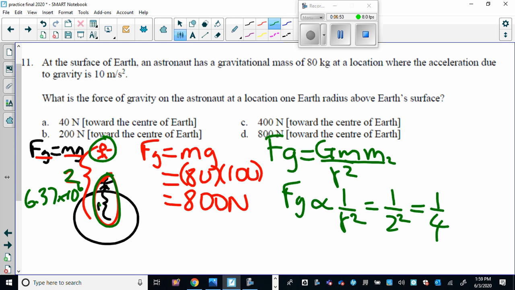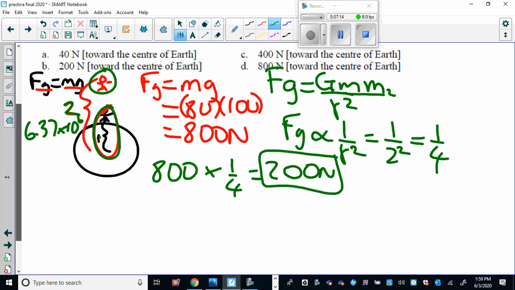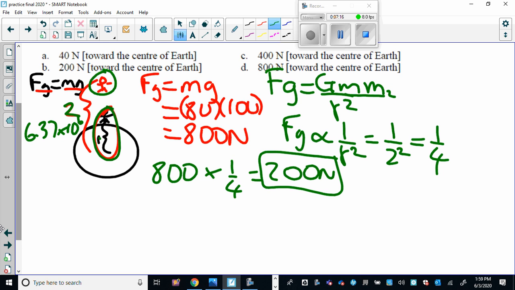And that gives you 1/4. So now the force of gravity acting on the astronaut is 1/4 of what it used to be. You doubled the distance, but the gravitational field strength is 1/4 because of that inverse squared relationship. So then you can just take your 800 newtons, multiply it by 1/4, and you're going to get the answer, which is 200 newtons.